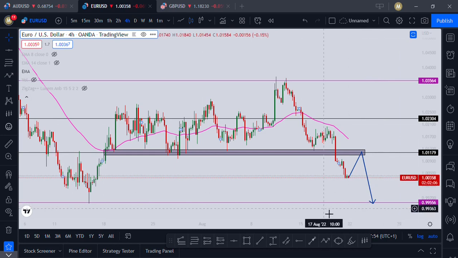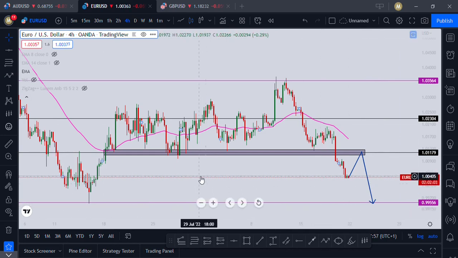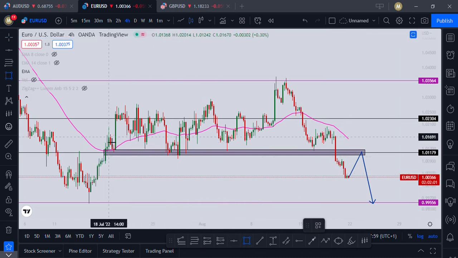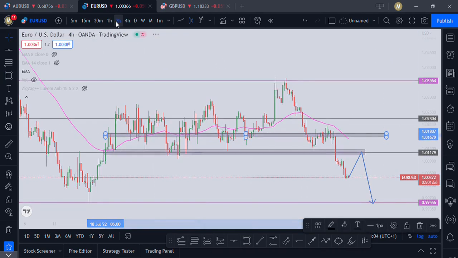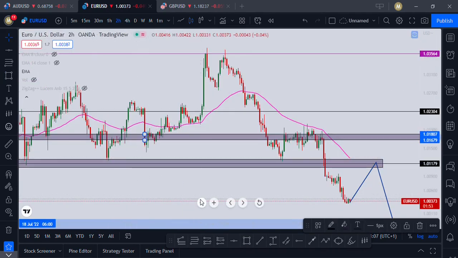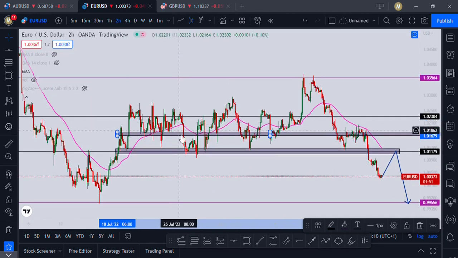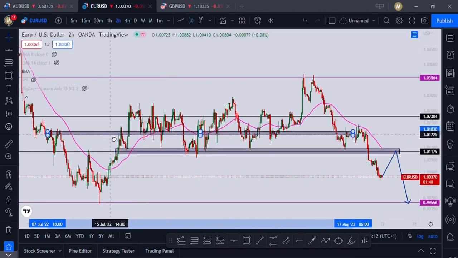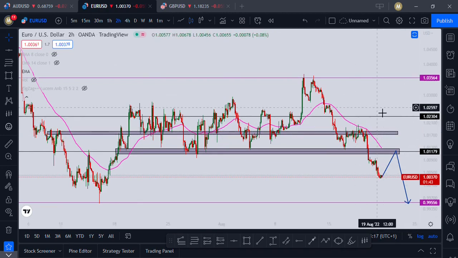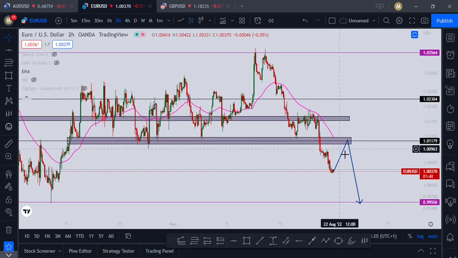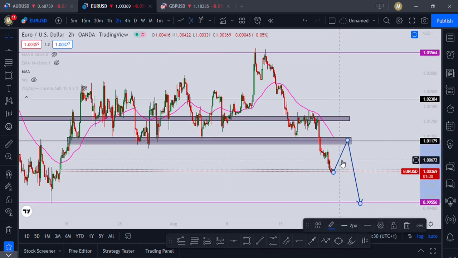Another area which I'm also expecting the market to retrace to should be this area. It's not that clear in the 4 hours, but if you go to the 2 hours, you're going to see it. Let's move to the 2 hours. The market has also rejected this area a lot of times. Good. So if the market fails to bounce off this area, we should be shorting at this level. So those are the 2 areas which I'm expecting the market to go to before going down.